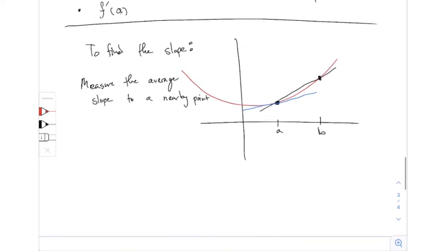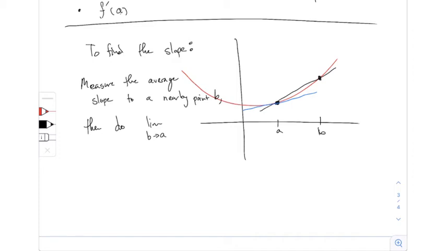So the idea is you measure the average slope to a nearby point called B, and then do the limit as B approaches A. All right? You take the limit as that second point moves towards the A, moves to the left. And then that black line in the limit will end up having the same slope as the blue line. This is how you find the slope of the blue line, by actually figuring out that limit.